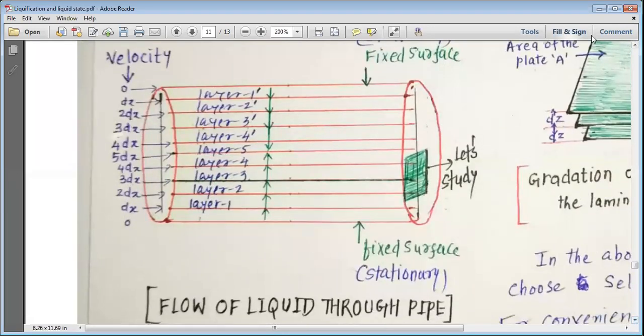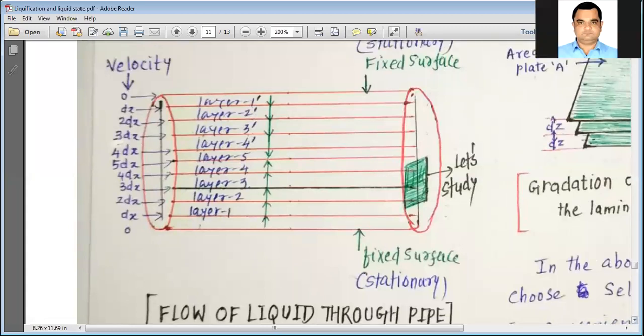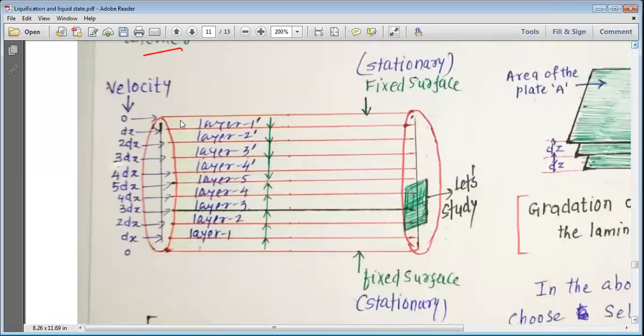So when the liquid flows in a particular tube, my dear students, we can see that these two layers, this layer I'm talking about and this layer, they are in touch with the tube, and that is why they have zero velocity, or they are stationary or fixed surface. Please try to understand, the first layer from both the sides is the stationary layer, or the fixed surface. They do not move, they remain stuck. This layer remains stuck to the tube itself through which this liquid is flowing.